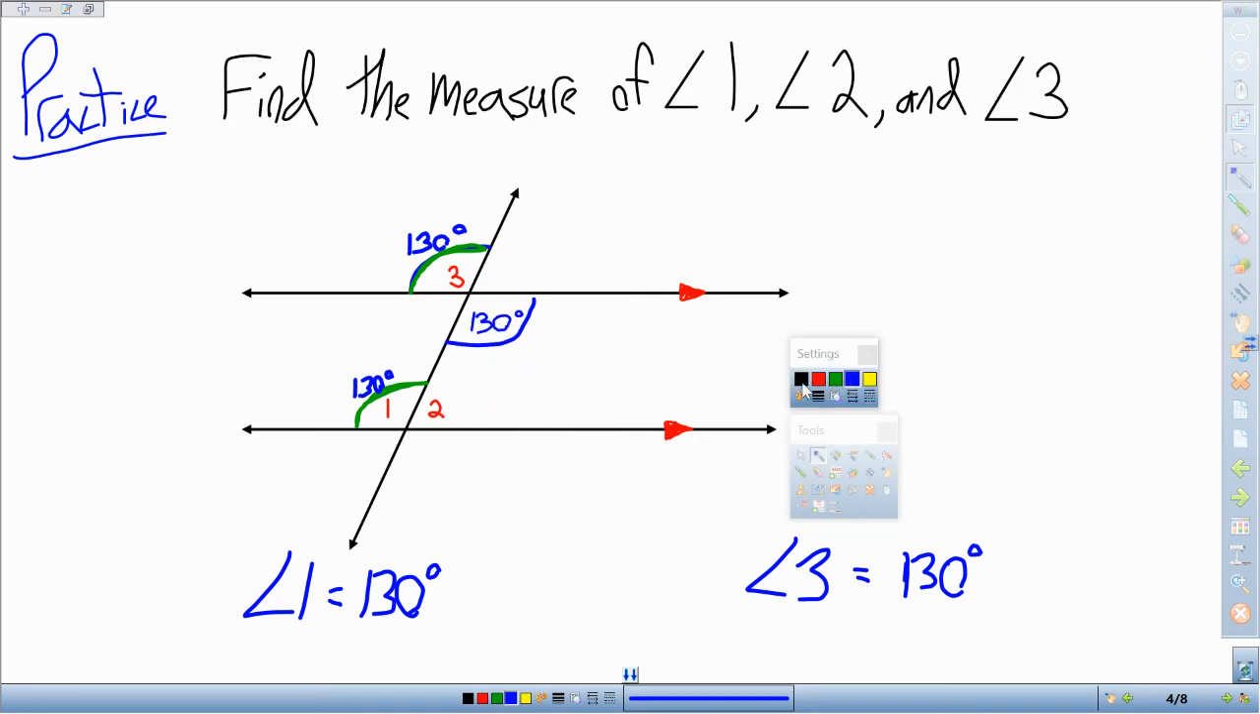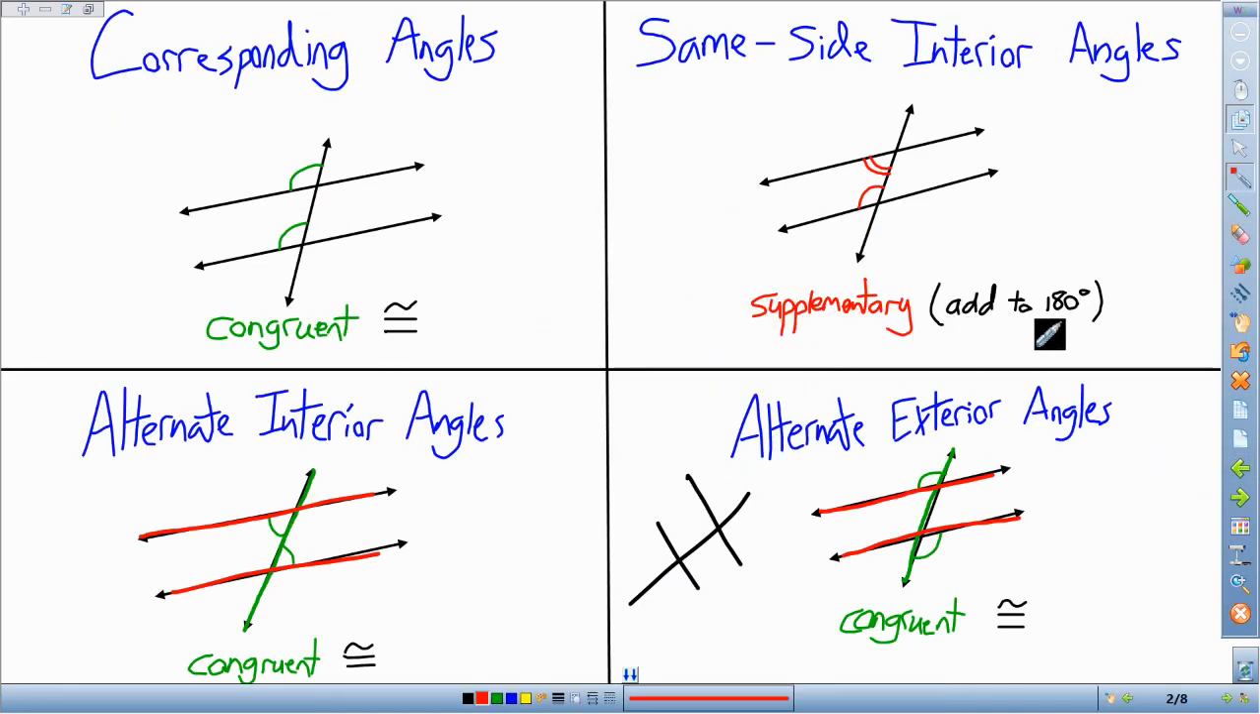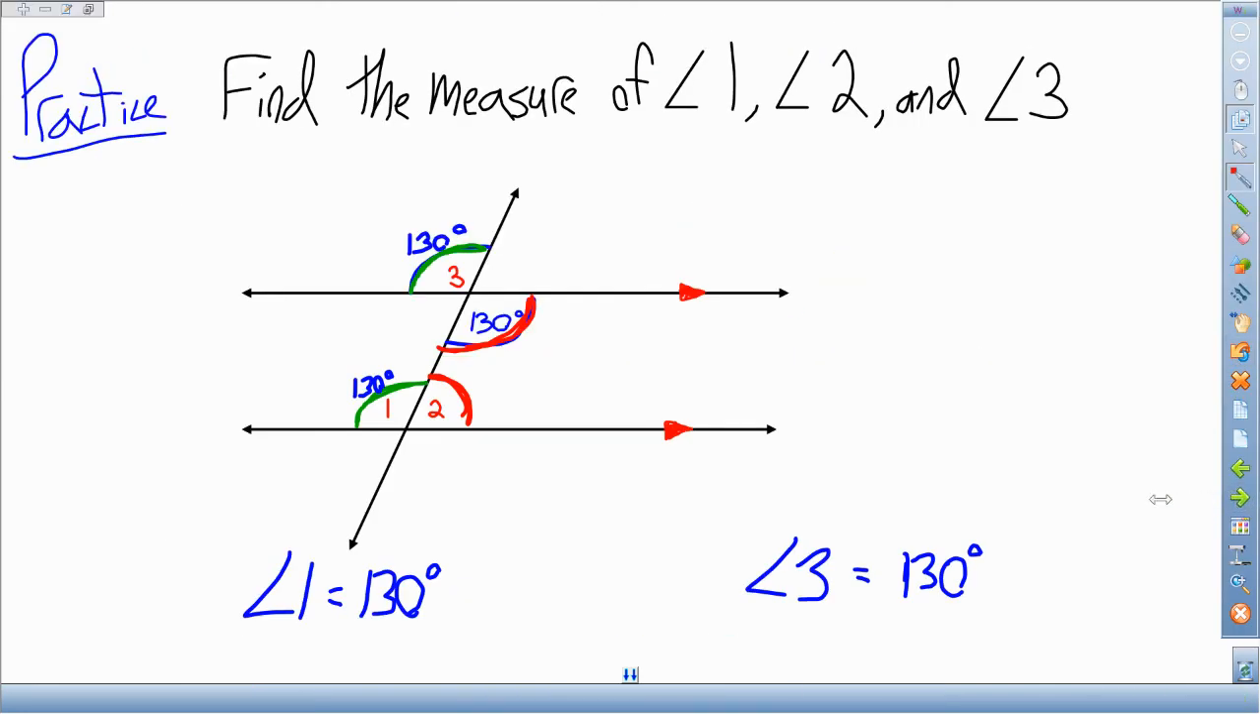I'm going to notice that this angle, I'm using a lot of colors here, but this angle here and this angle here are same side interior angles. And just a reminder, those are the kind of weird ones. Same side interiors add to 180. Okay, so if this is 130, I know that this has to be 50 degrees, right, for them to add to 180 degrees. Okay, so angle 2, 50 degrees.